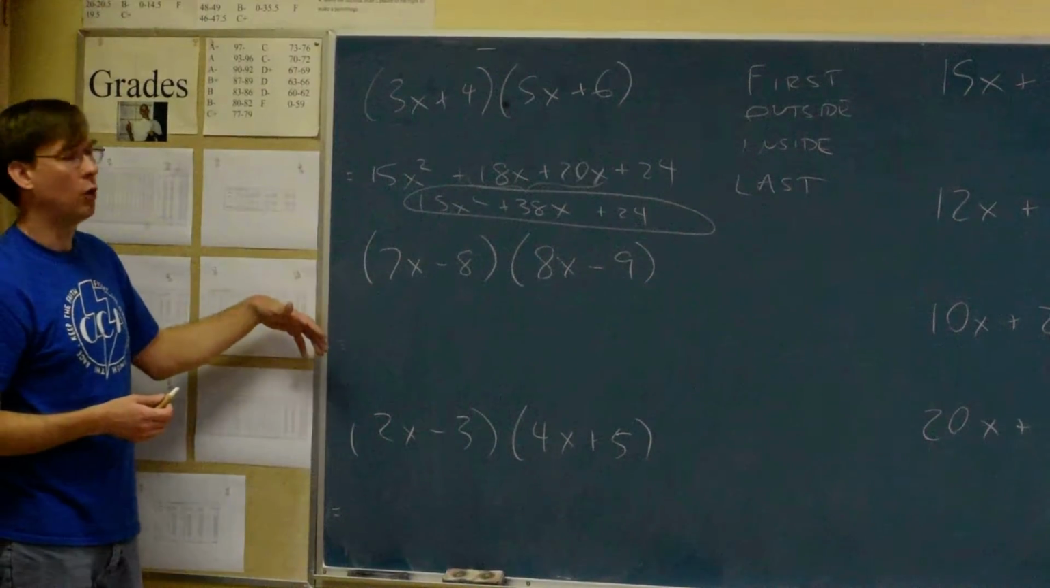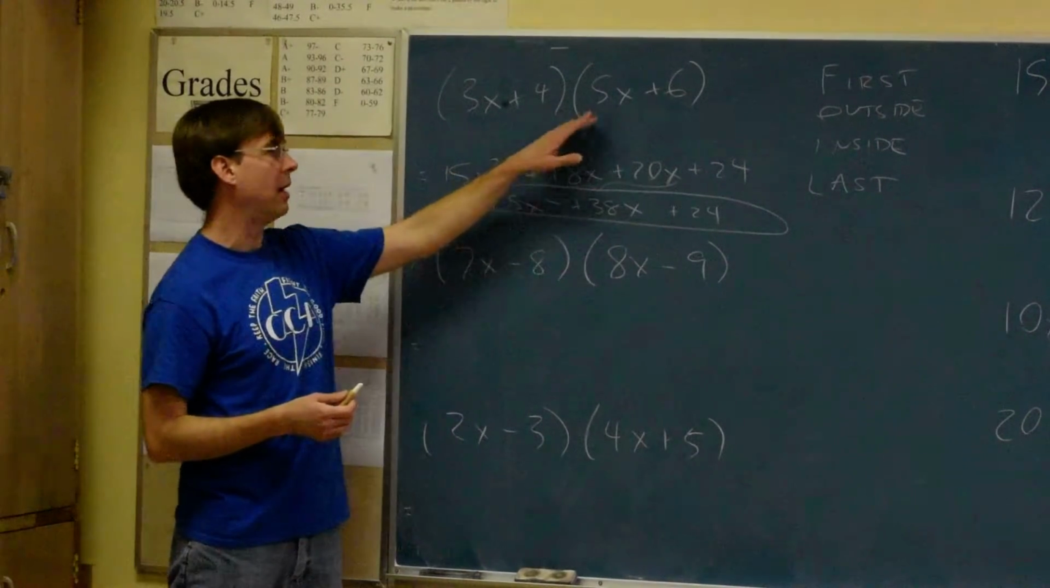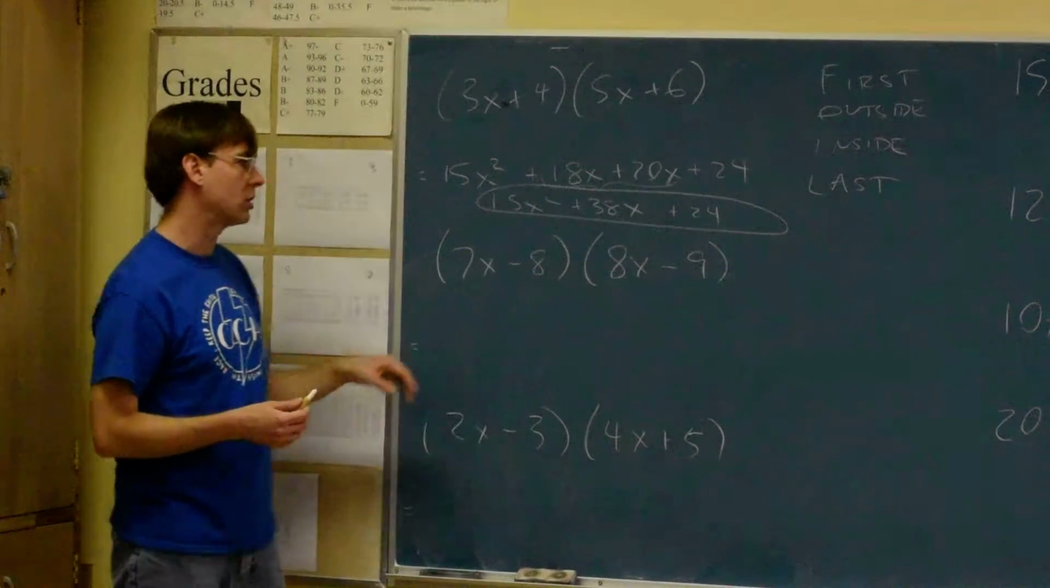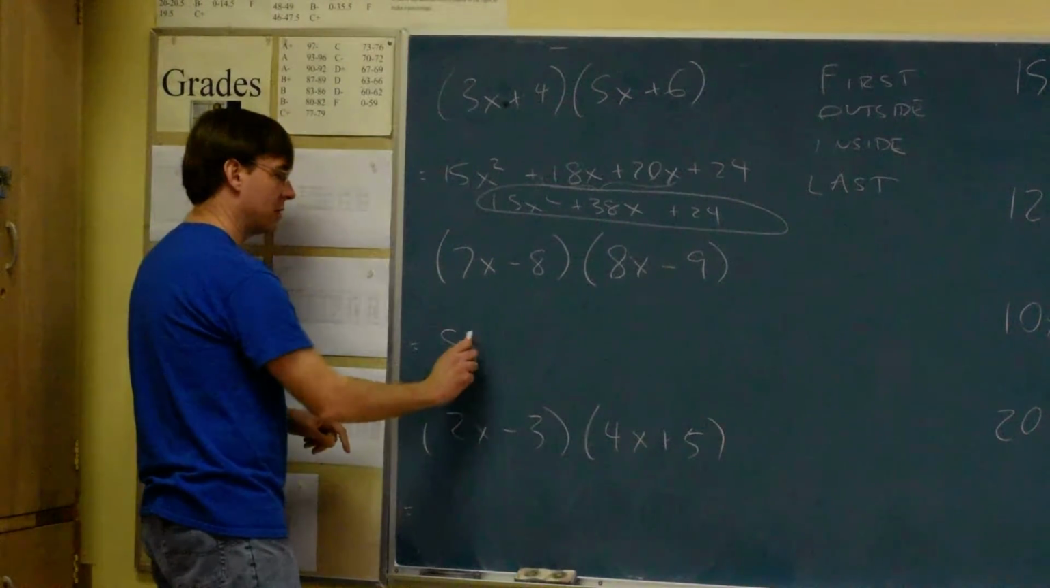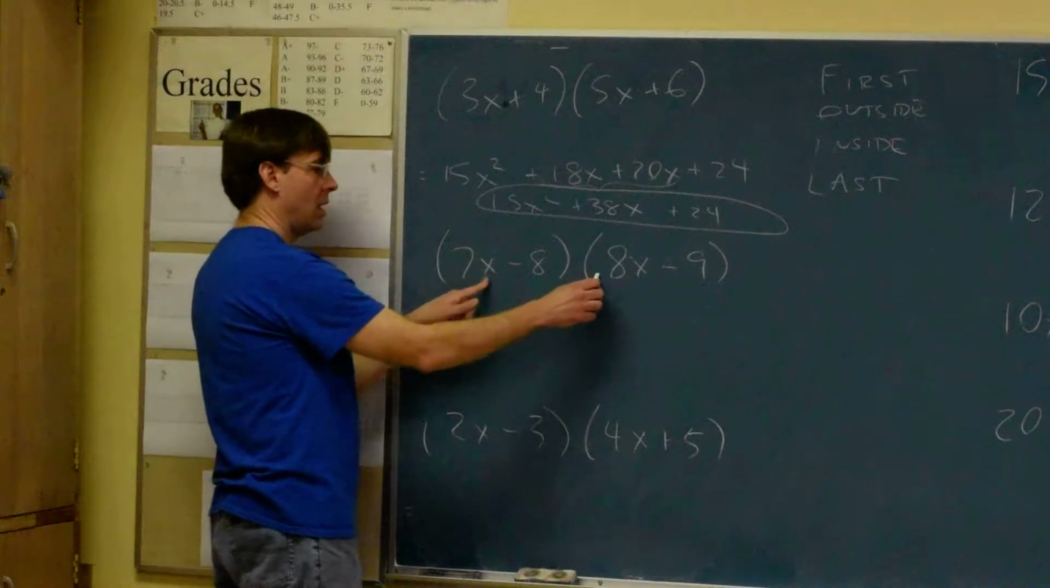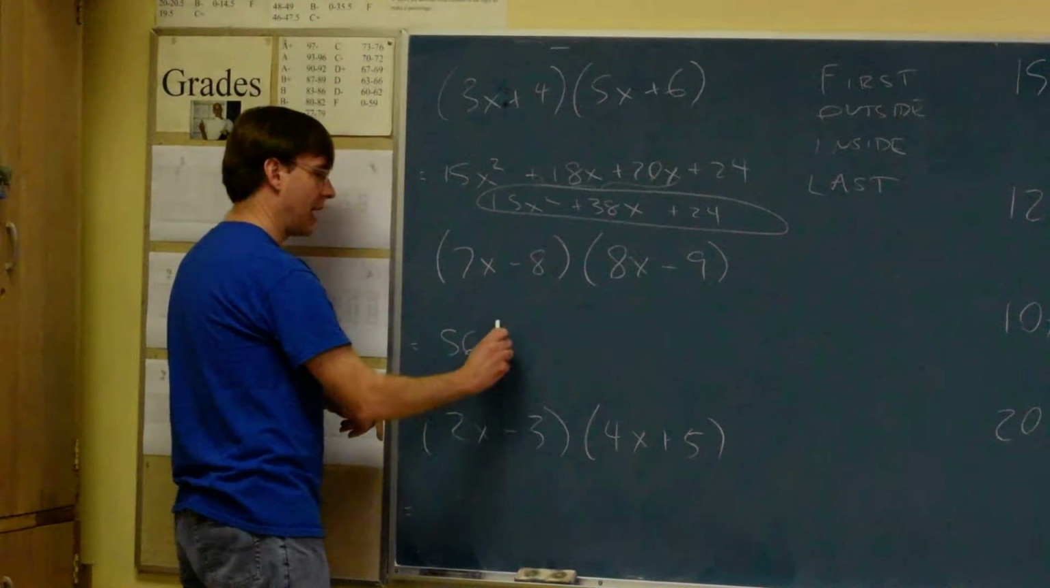They're all the same. The only difference in any of these is I sometimes sprinkle in a little bit of negative action. For this problem, we'll multiply the firsts. 7 times 8 is 56. When I multiply a couple x's, that'll be x squared.